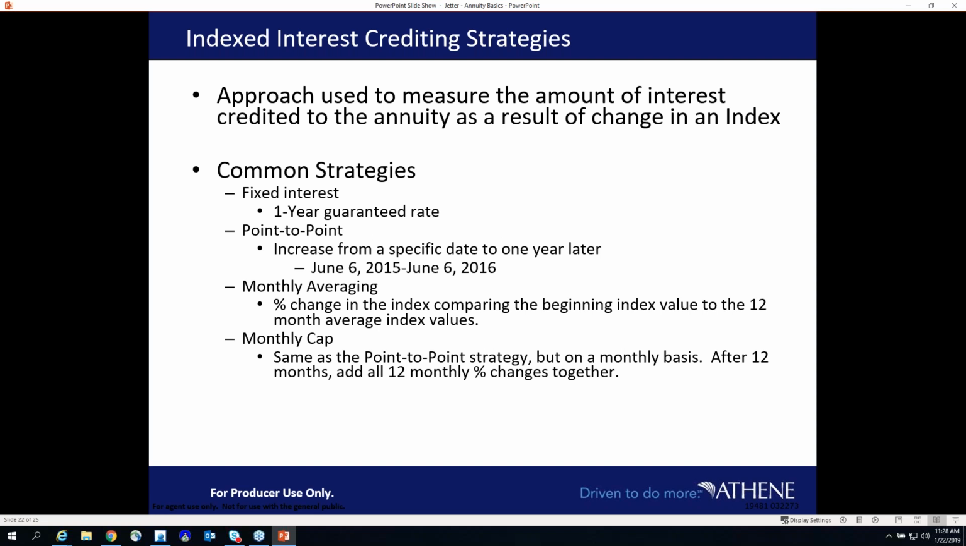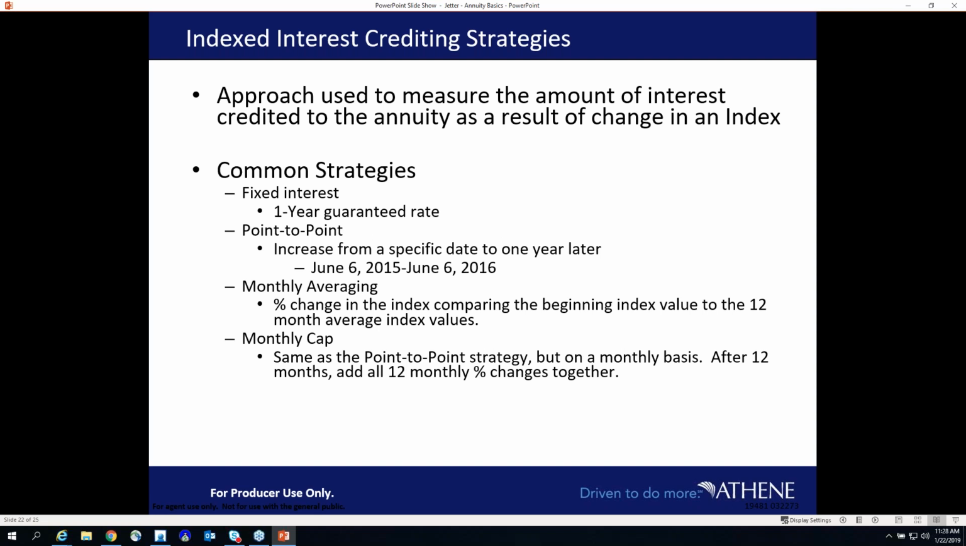We also then offer a monthly cap. Same as the point-to-point strategy, but on a monthly basis. So each month we're going to look at what the index did, and we're going to get that monthly reading. After the 12 months, we add all 12 monthly percentages together, and your clients get that option as well.